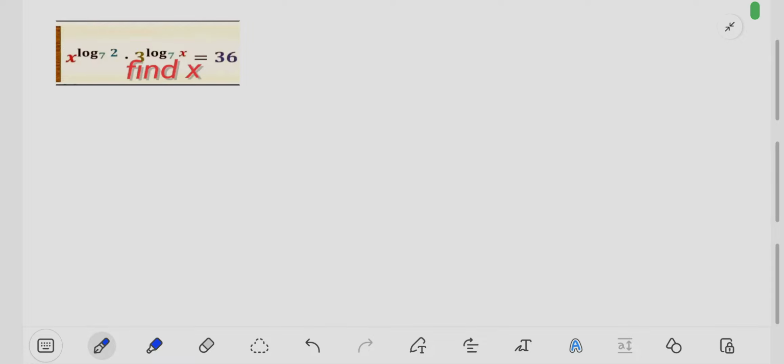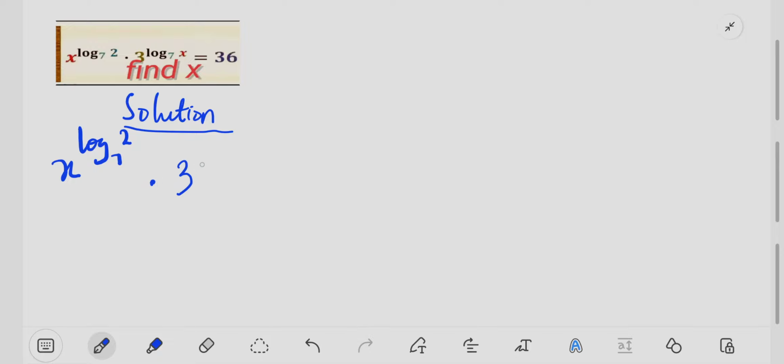So we are going to learn how to solve this equation. First thing we are going to do is to write down the question again. So we have x raised to the power log 2 base 7 multiplying 3 raised to the power log x base 7 equals 36. Okay, so this is the question we have, and we have to find the value of x.